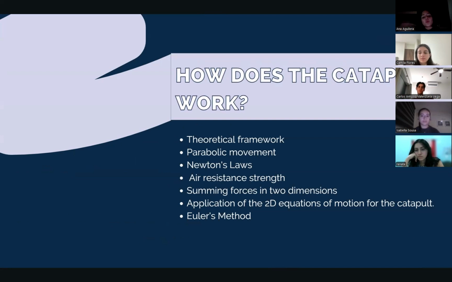So how does the catapult work? We will be showing that in the next few slides through the theoretical framework: the parabolic movement, Newton's laws, air resistance strength, summing forces in 2 dimensions, application of the 2D equations of motion for the catapult, and Euler's method.